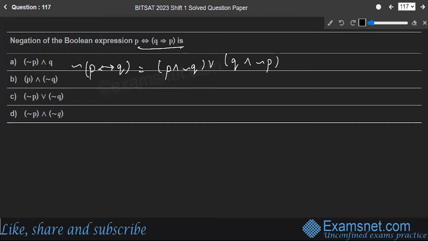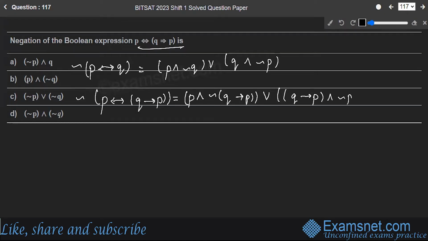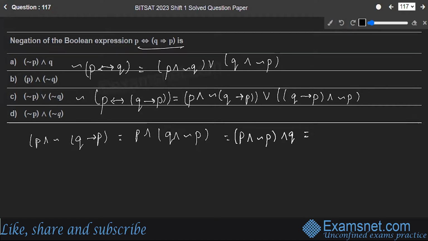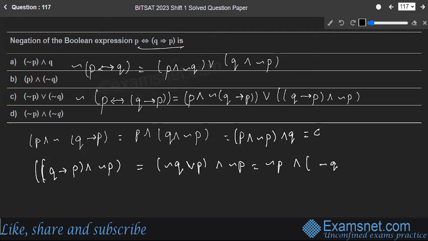Or in this, if I pick up this one, according to the question, the negation of P double implies Q implies P is equal to this: P intersection negation of Q implies P union Q implies P intersection negation of P. Or you have P intersection negation of Q implies P, which is equal to P intersection Q union negation of P. This is equal to P intersection negation of P intersection Q, and that's equal to some C. And also you have Q implies P intersection negation of P, which is equal to negation of Q union P intersection negation of P, and that's negation of P intersection negation of Q union P.